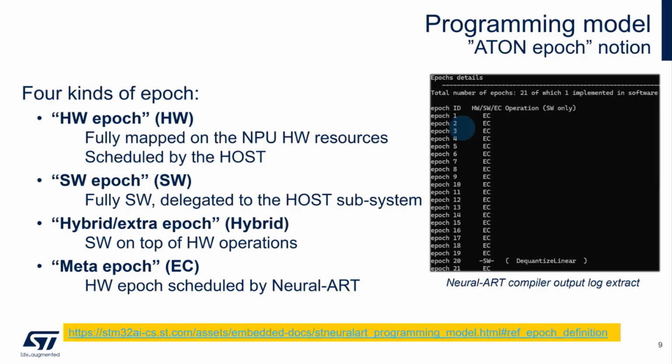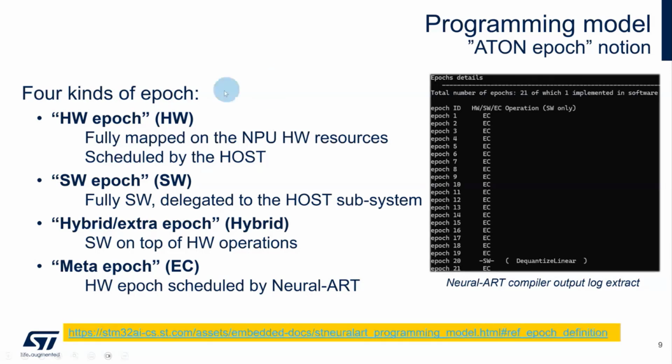compiler that must be run on a given neural network before using it on the STM32N6. You can see this example, the one we will use in the lab. It generates 21 epochs, and here is the type of each epoch. There are 4 types of epochs.